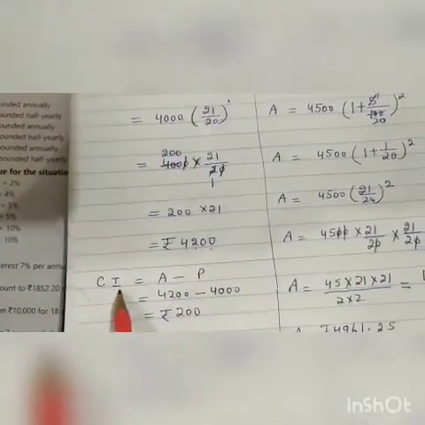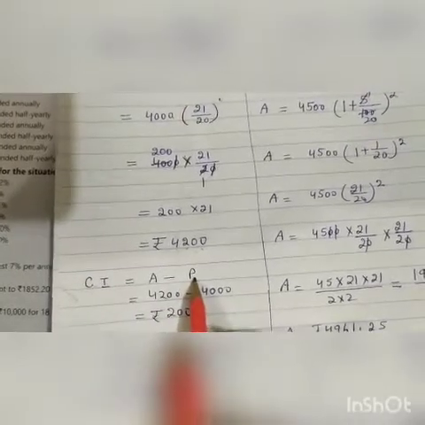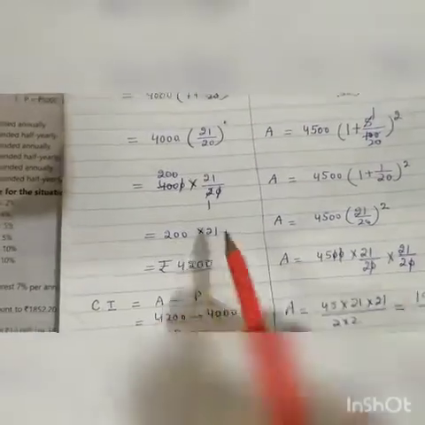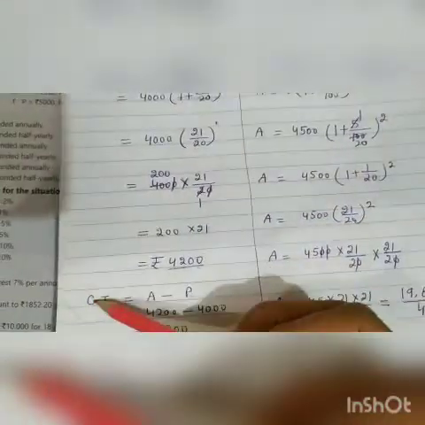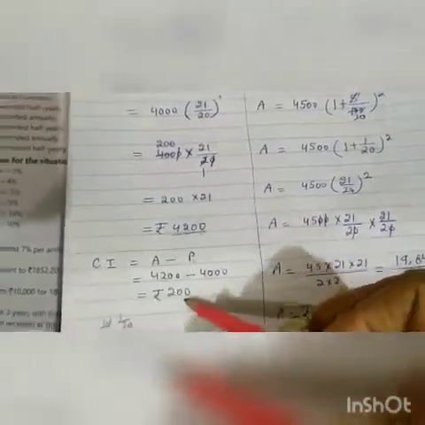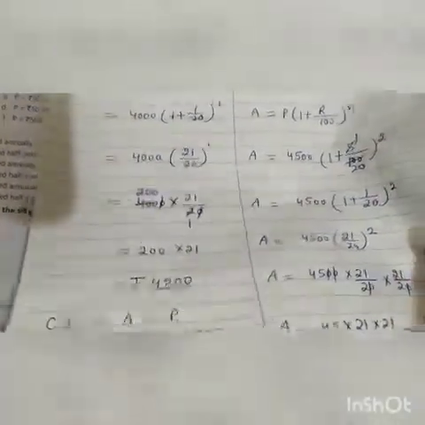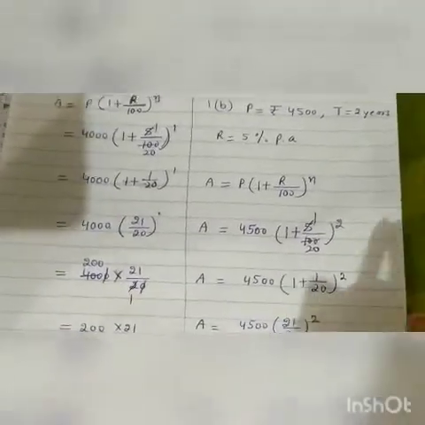Now compound interest is equal to A minus P. Now what is the value of A? A is 4200 and P is 4000. So compound interest is equal to 200. Clear? Now come to second, B part.